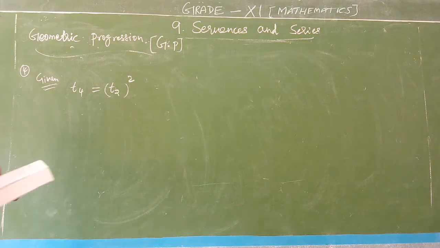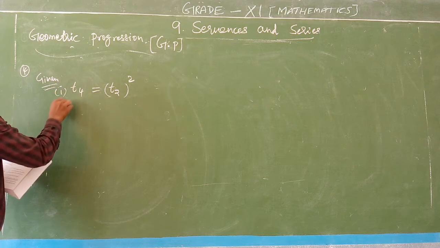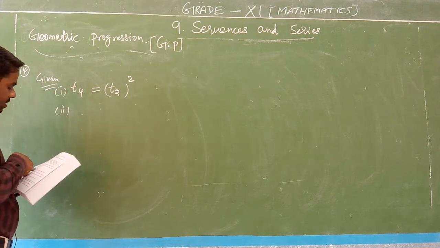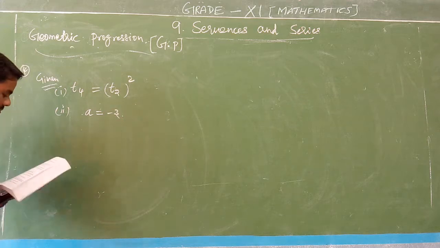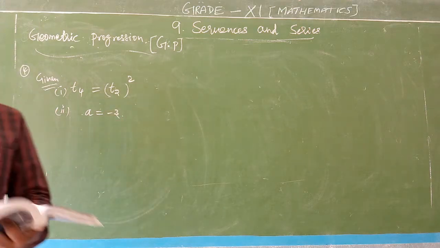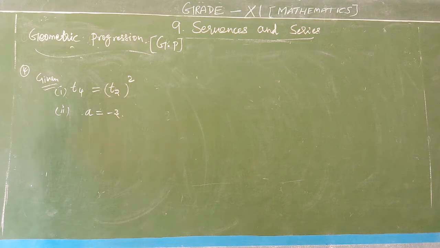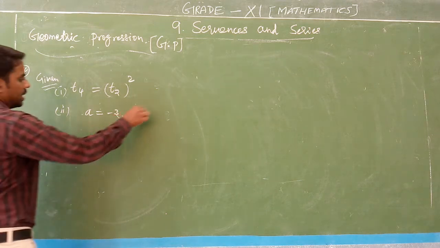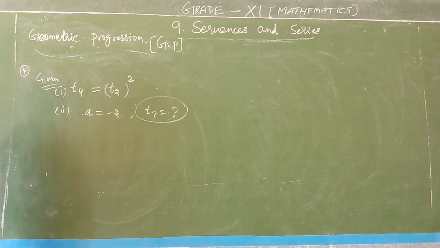The first piece of information is that the first term, a, is minus 3. Determine its seventh term, that is, find the T7 value. Given T4 equals T2 whole square.